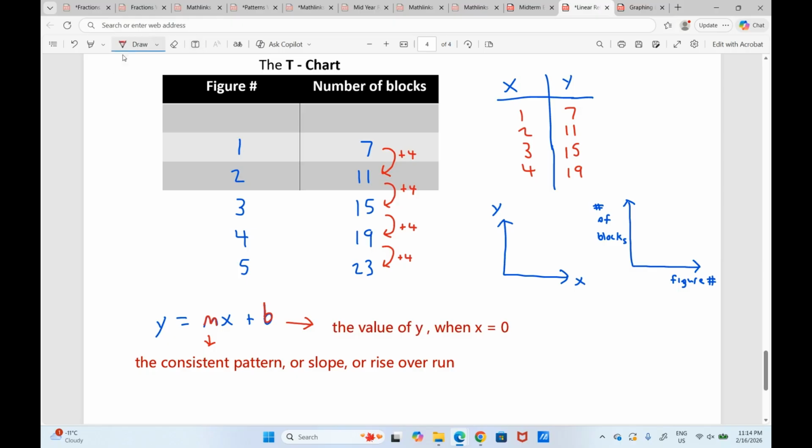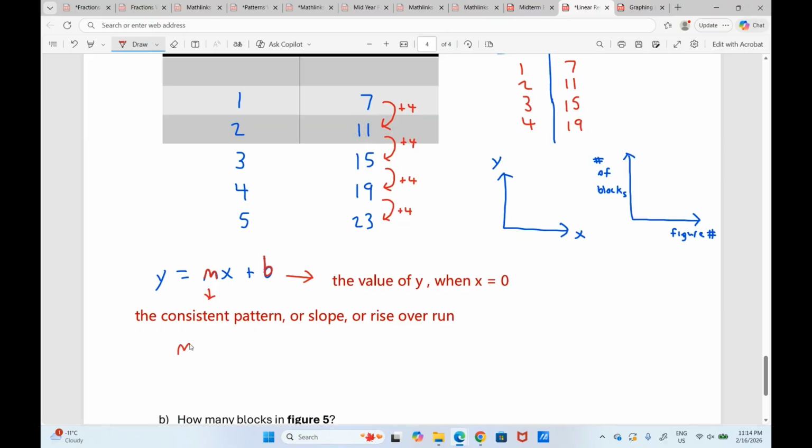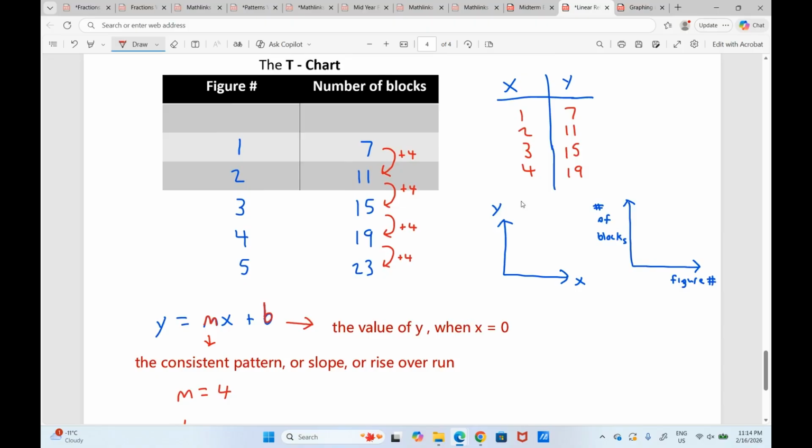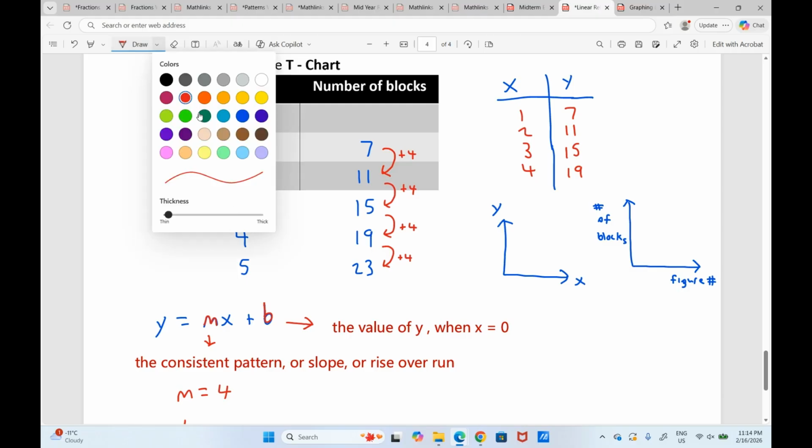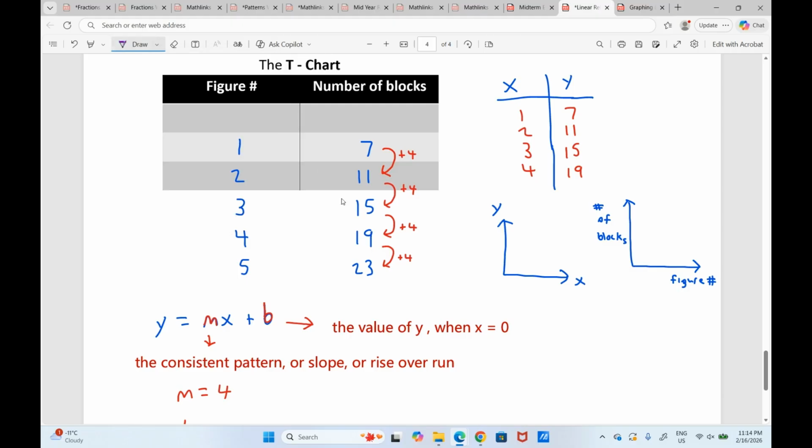So in this case, let's say I want to find my m value. What is the consistent pattern in this table here? It looks like it's plus 4. So I'm just going to say m equals 4. Let's say I want to find the b value. Well, what is the value of y when x equals 0? So remember, x is going to be my figure number. So right now, to find the value of y when x equals 0, let's let x be 0.